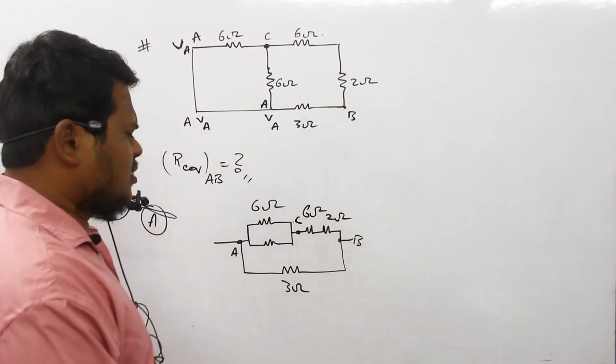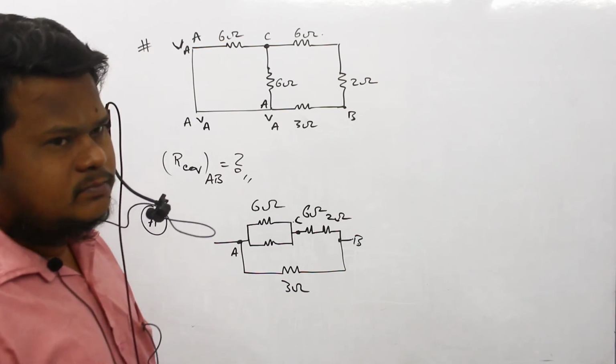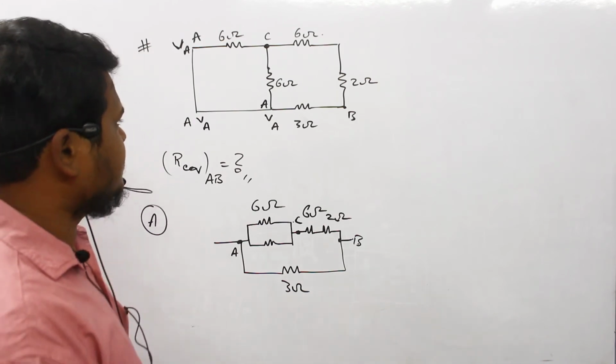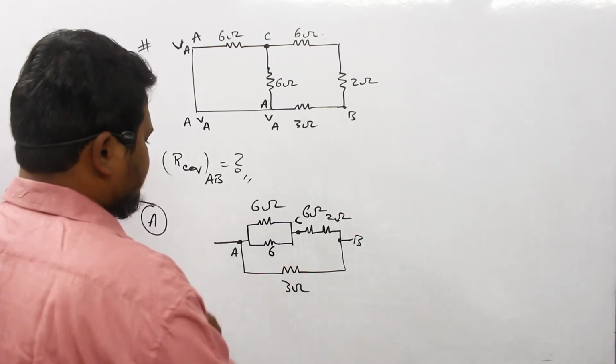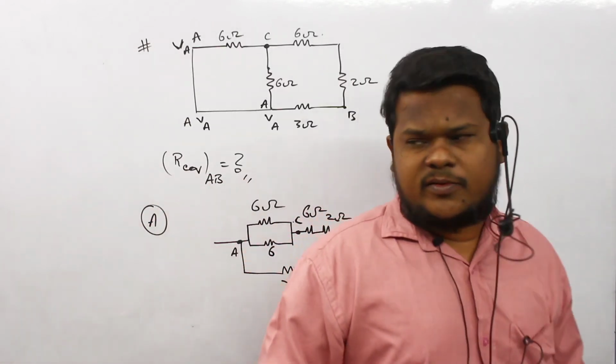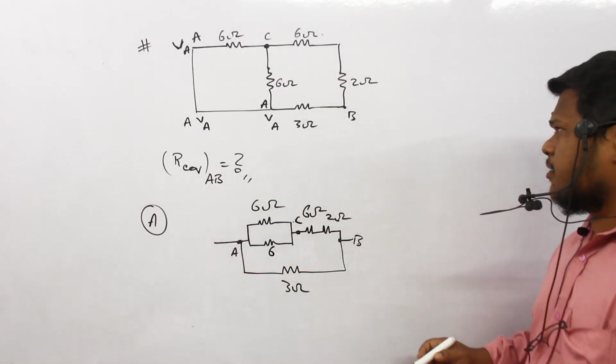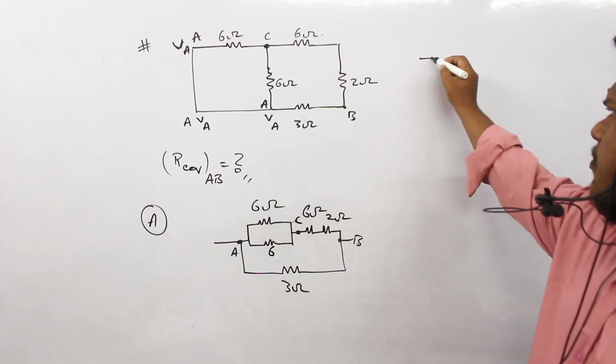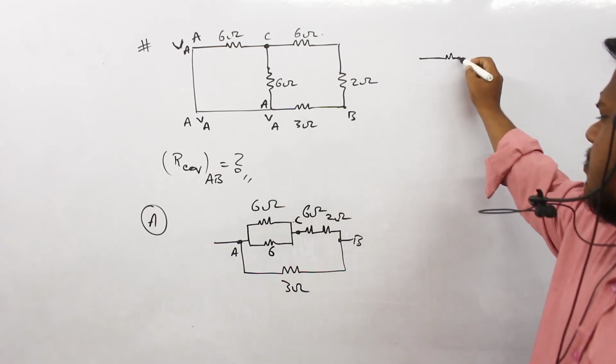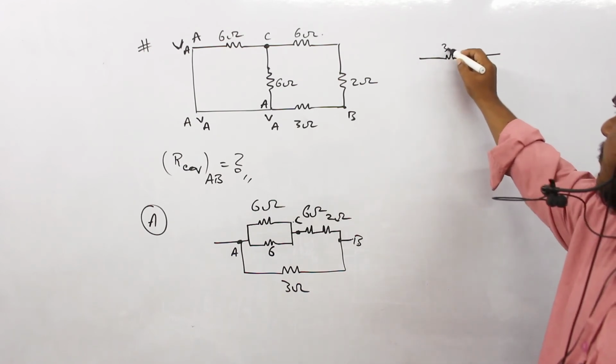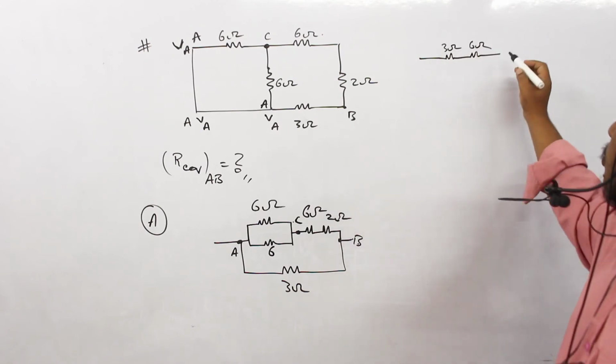Clear? Now can't I simplify this circuit? It is very easy to simplify. So this is 6 and 6, and finally my circuit will be like this. 6 and 6 are connected in parallel connection, so the equivalent resistance will be equal to 3 ohms. So this is 3, this is 6, and this one is 2.